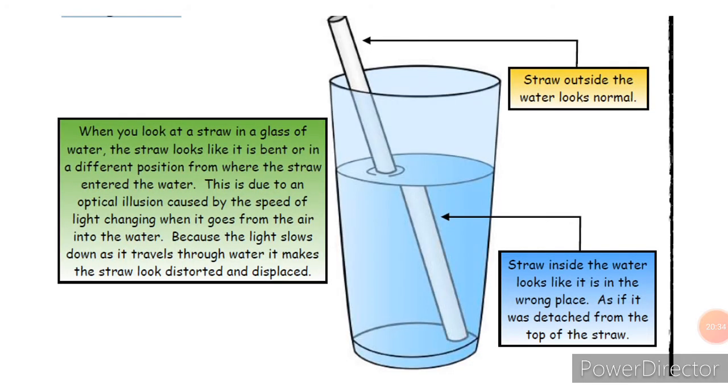Look at this setup, for example. Have you noticed this thing? It used to affect you. When you put a straw inside the water, it looks as if the straw is distorted. The reason is because of what we call refraction.